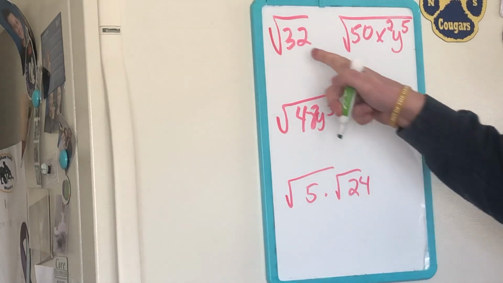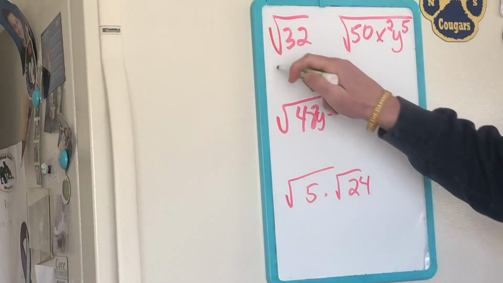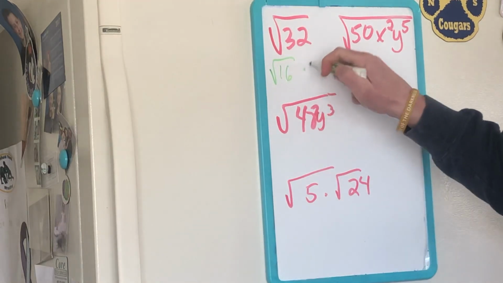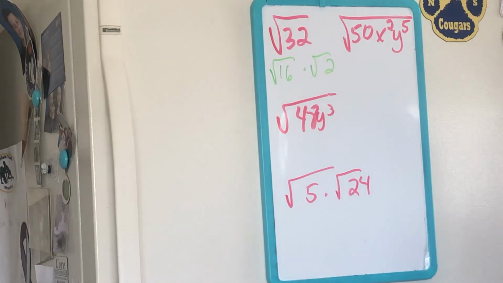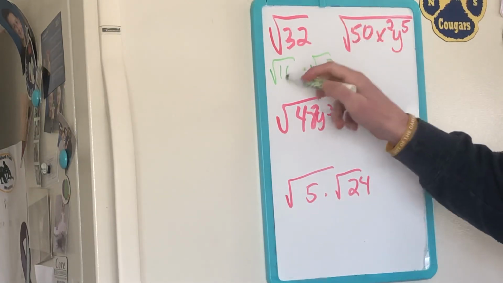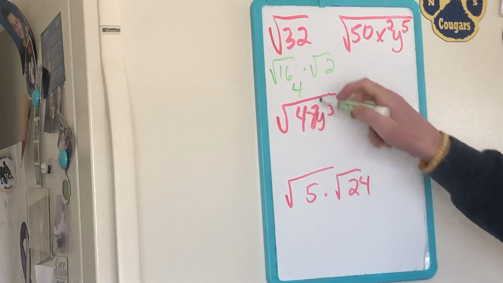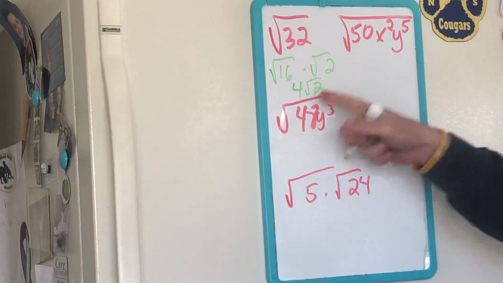Okay, square root of 32. You cannot take the square root of 32, so you got to break it down to 16 times 2. The reason why I chose 16 is because 16 is the biggest perfect square I can divide from 32. So 16 times 2 is 32. The square root of 16 is 4, but you cannot take the square root of 2, so it's 4 radical 2.